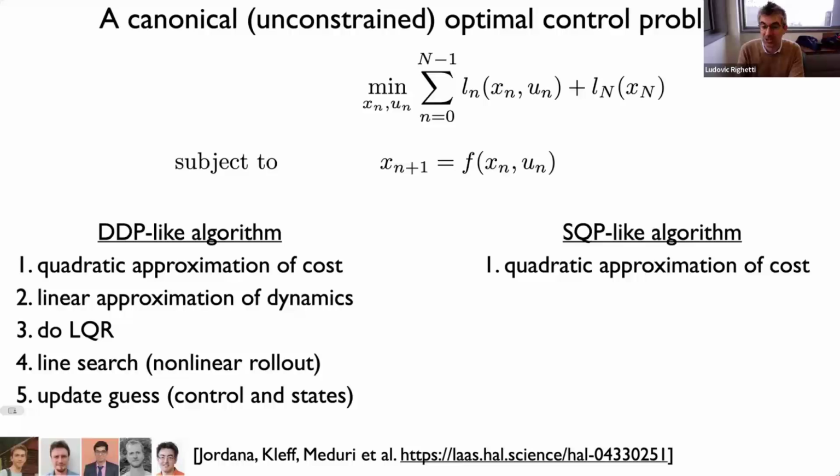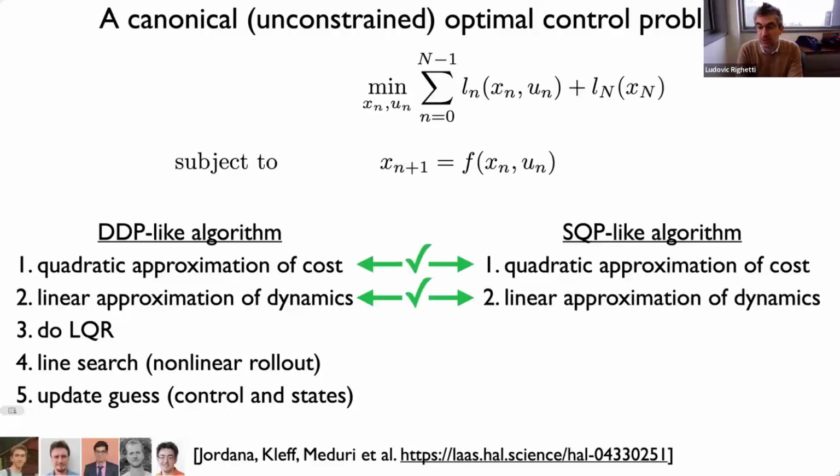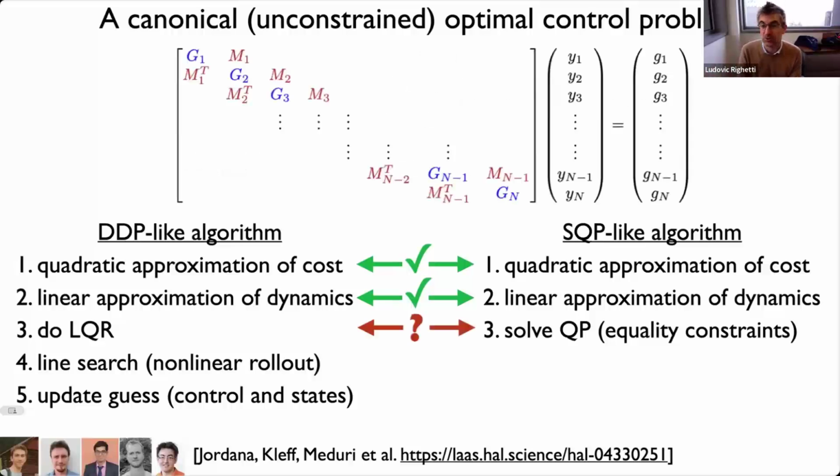What you do is you take a quadratic approximation of your cost. That's the same thing. Then you take a linear approximation of your constraints, which is the dynamics, which is what we do in DDP. And then you will solve a QP that corresponds to these approximations. And here you say, yeah, but that's not the same. If I do LQR, if I solve my QP, that's not the same. Well, actually, I just showed you that's the same thing.